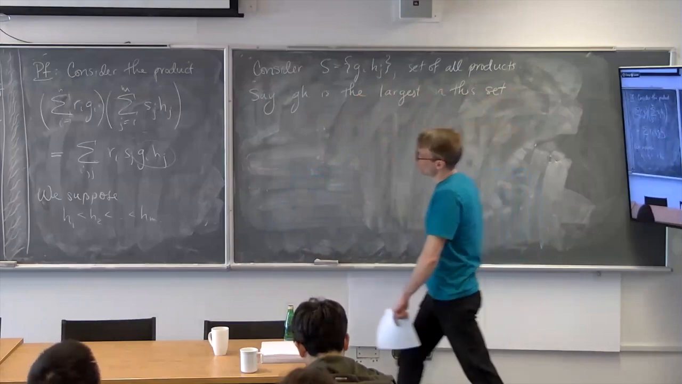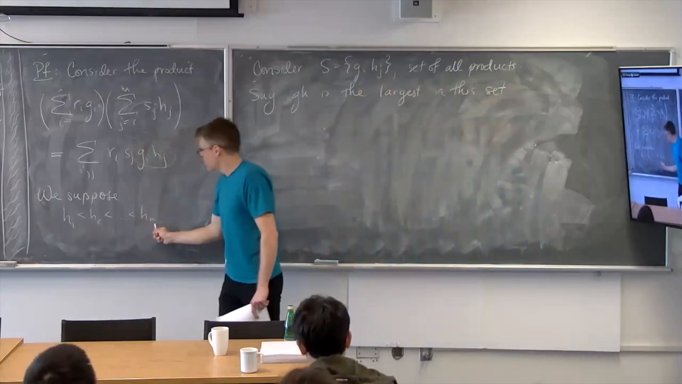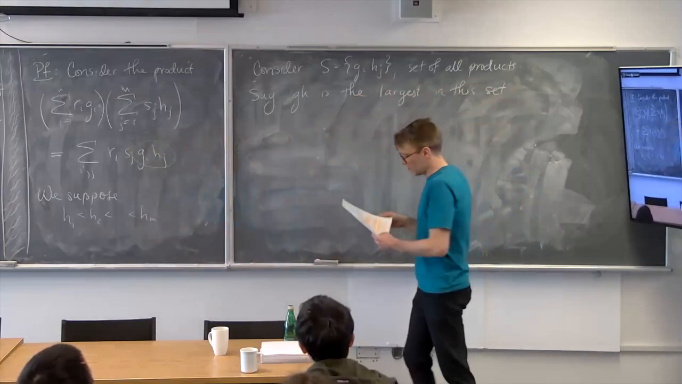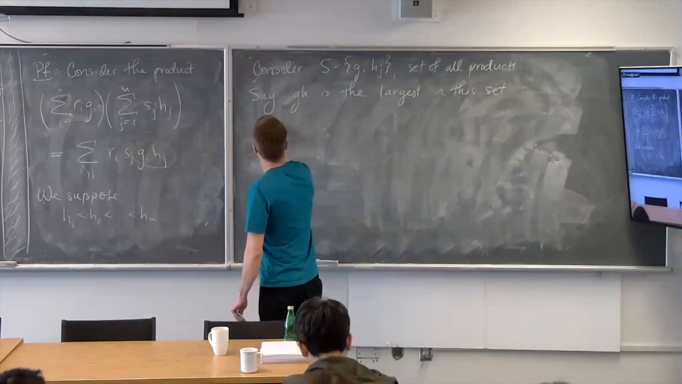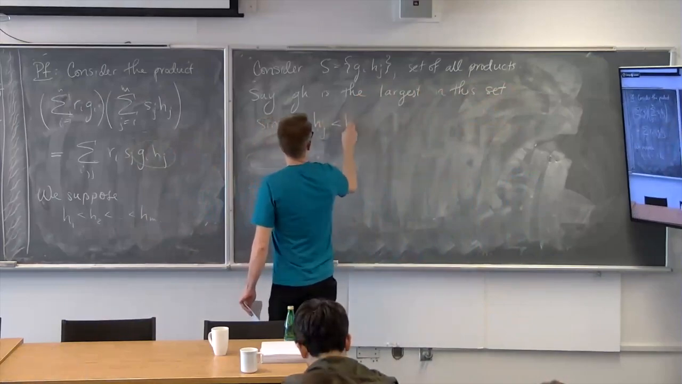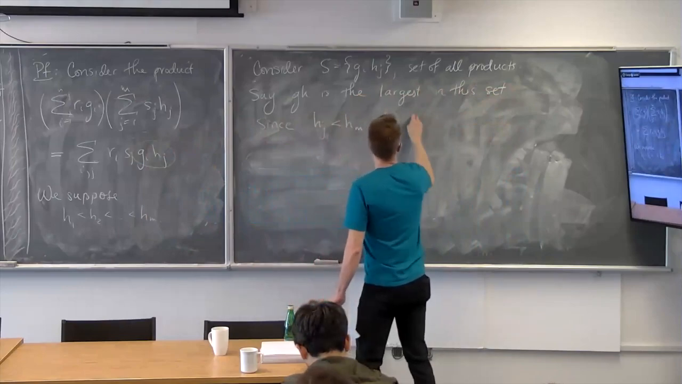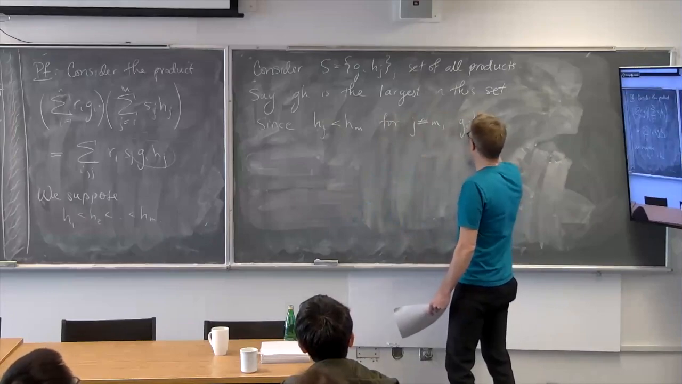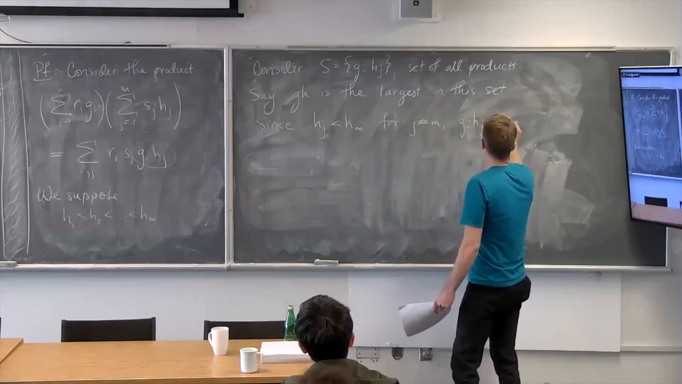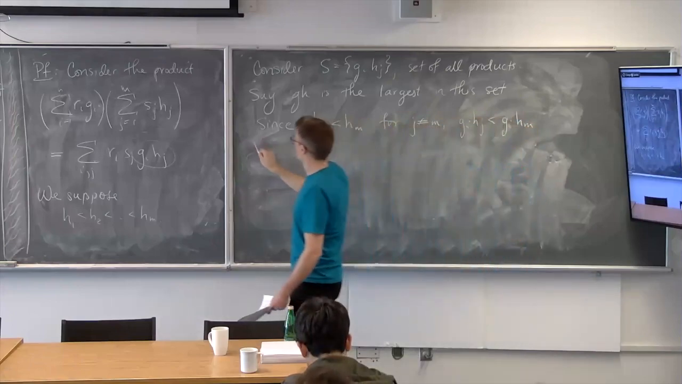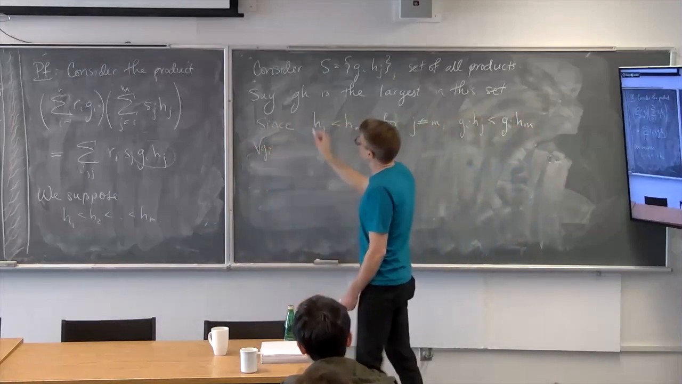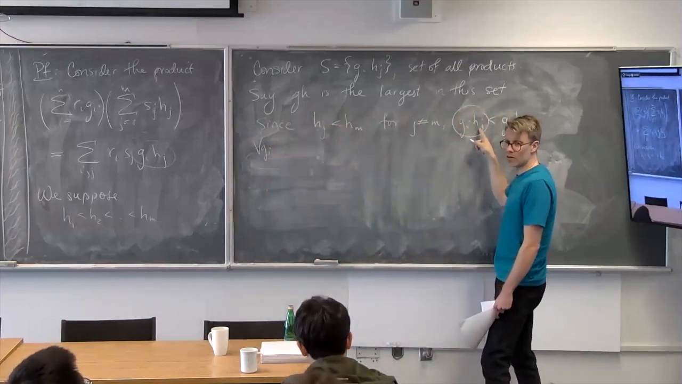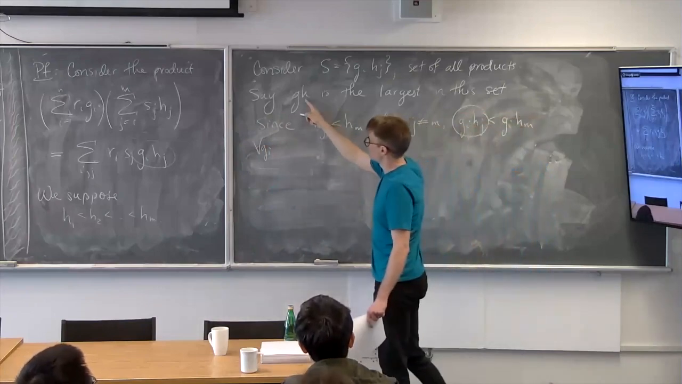Okay, well now what I want to observe is because Hj is less than Hm for any J not equal to M, right? So since Hj is less than Hm for J not equal to M, we have Gi Hj is less than Gi Hm for all Gi. And what that tells us is that anything of this form where J is not M is not a maximal element in the set S, right? So it has to be that this H is actually Hm.